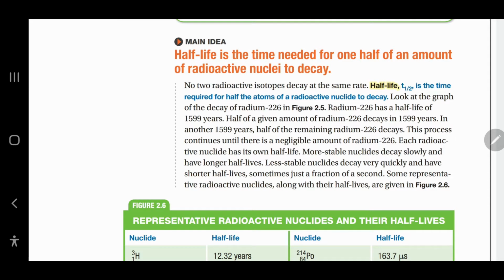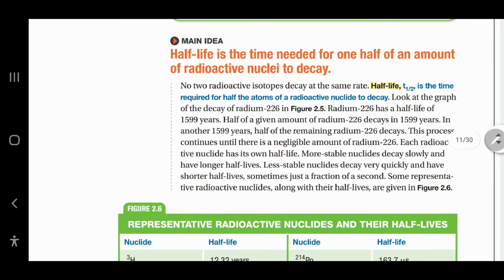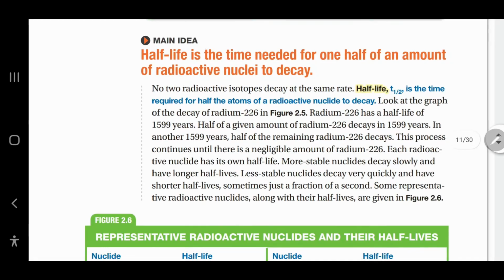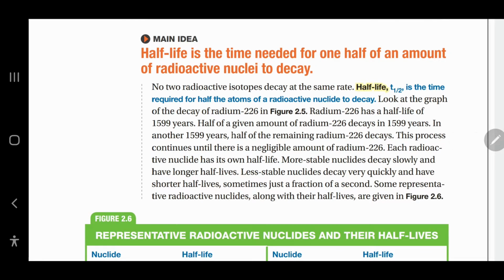In our video today we're going to talk about half-life and half-life calculations. First of all, what is the meaning of half-life? As you can see on the screen, half-life is the time needed for one half of an amount of radioactive nuclei to decay, which means how long we need to make half of the initial quantity disappear. And this is something natural.